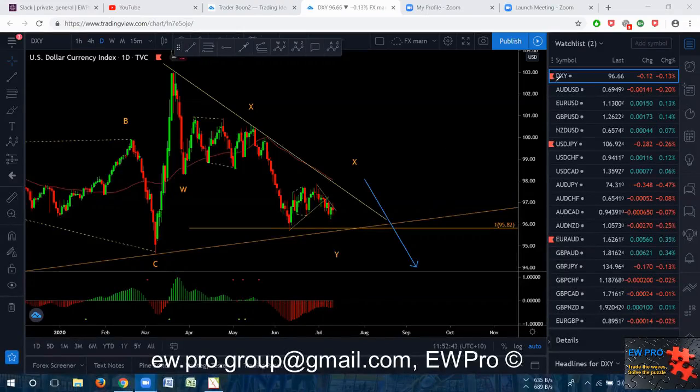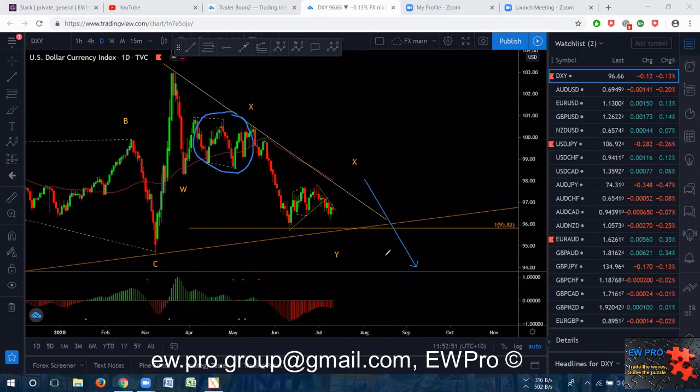So on DXY, like I said last week, I'm looking for the same size correction as this to give us that Z down. Now, we're still in a wave Y. So yeah, I have to take that into consideration. We still are in that wave Y.